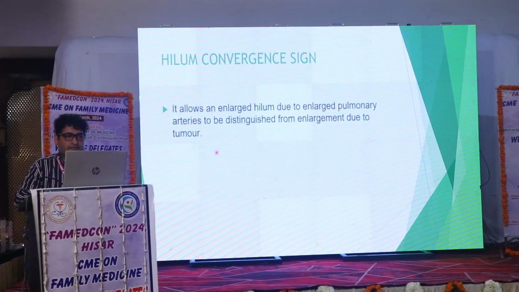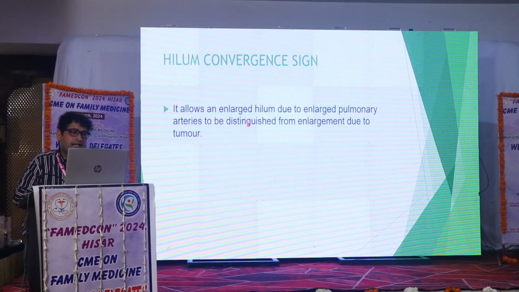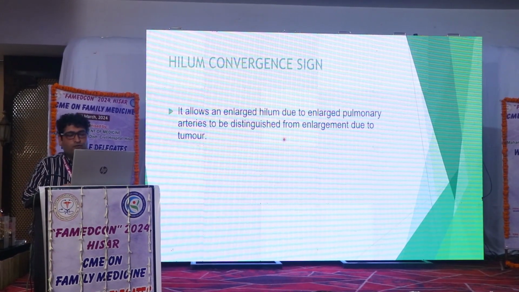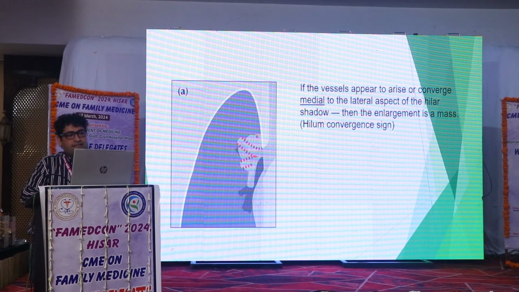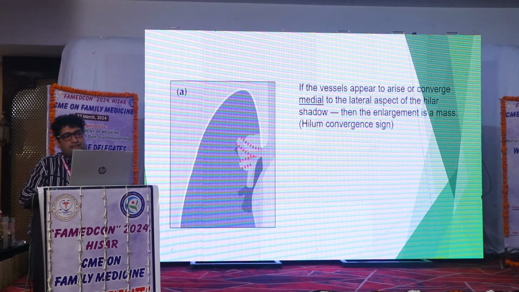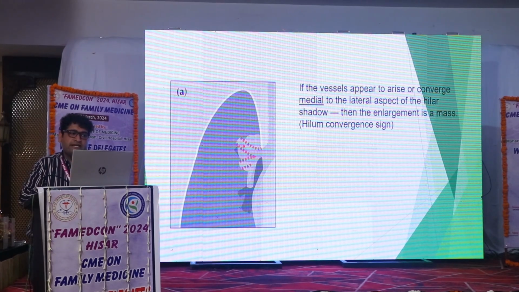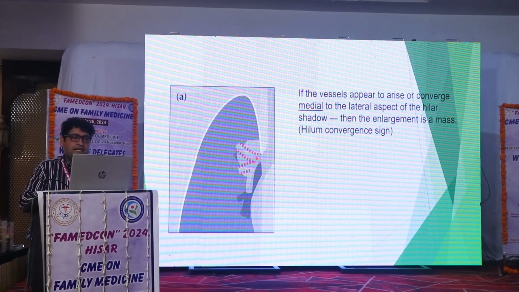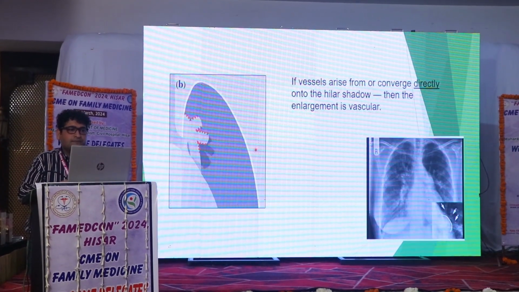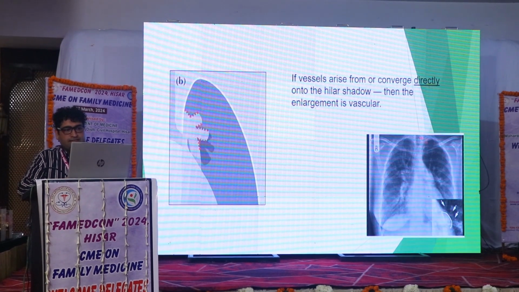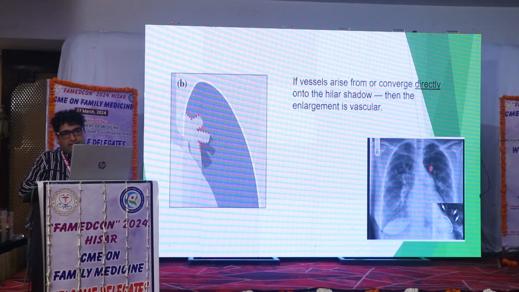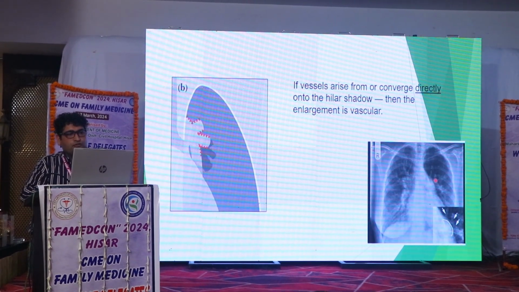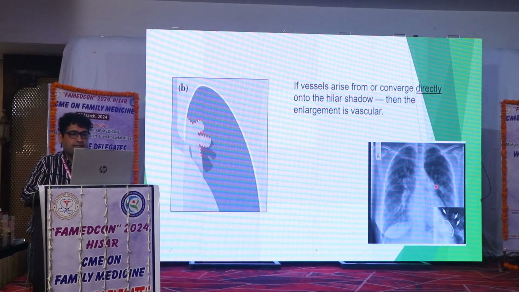Now coming to the hilar convergence sign. It allows a large hilum due to an enlarged pulmonary artery to be distinguished from enlargement due to a tumor. If, with a mass lesion, there are some pulmonary vessels lying or converging to the medial side of the mass, it directly means that it is related to the mass. See, if these lines are lying above the pulmonary mass or the mediastinal mass, then most likely it is due to a vascular anomaly, maybe not due to a mediastinal mass.